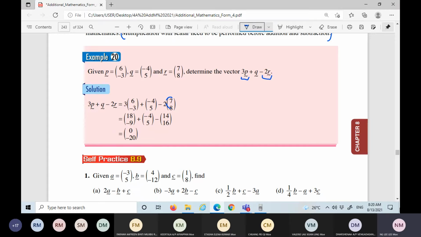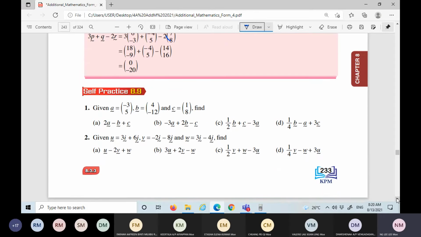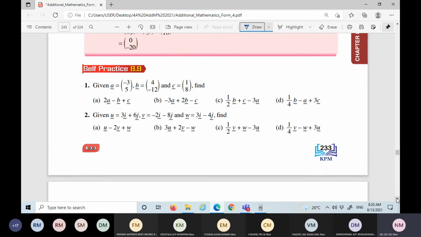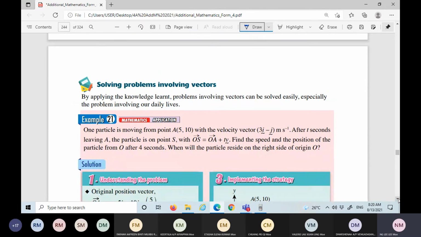Okay, so these are very simple exercises. So you do this. This one also you don't do all lah. So you do this, this, this. This one will be the last part of the chapter already.